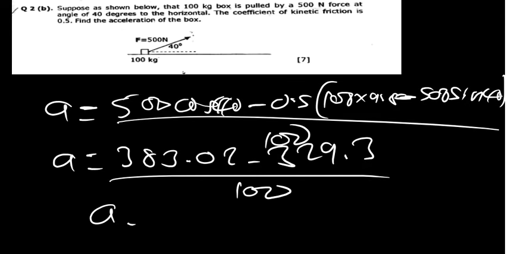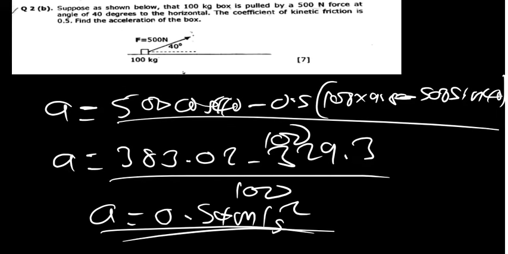So my acceleration in this case is going to be 383.02 minus 329.3, divided by 100. I can see that my acceleration in this case is going to be 0.54 meters per second squared. So that is it for this question.